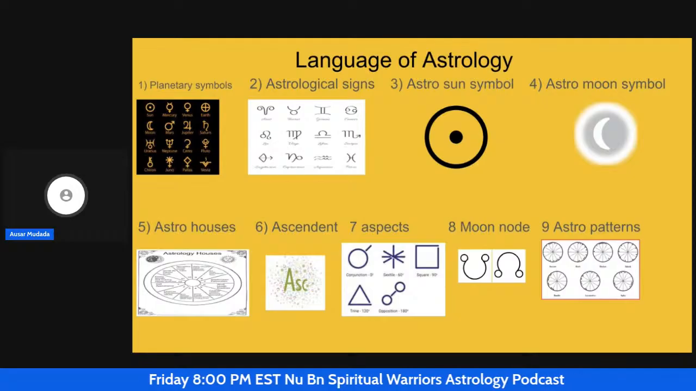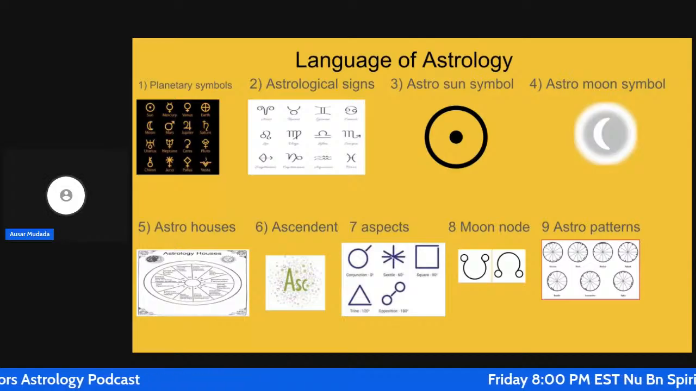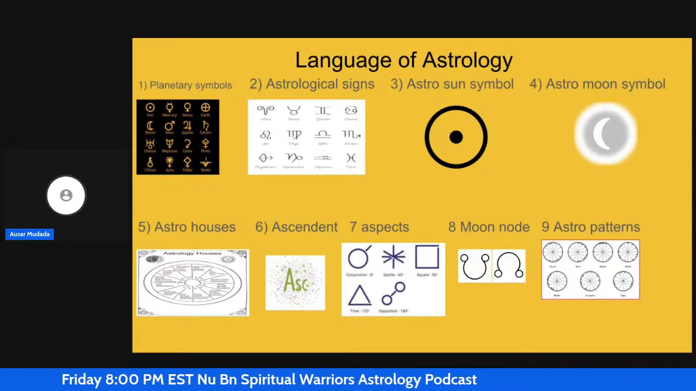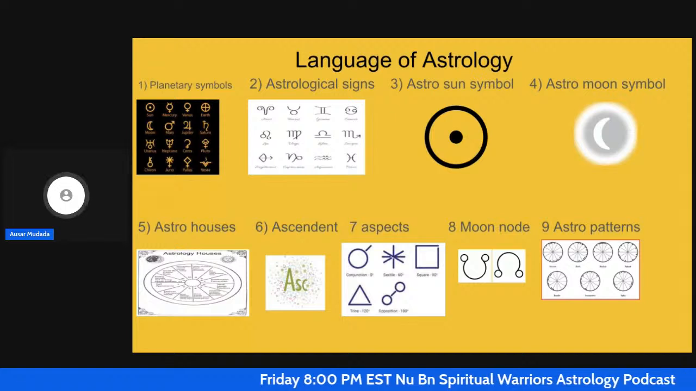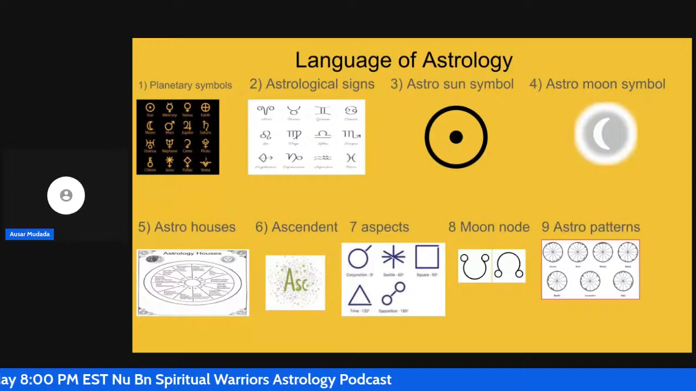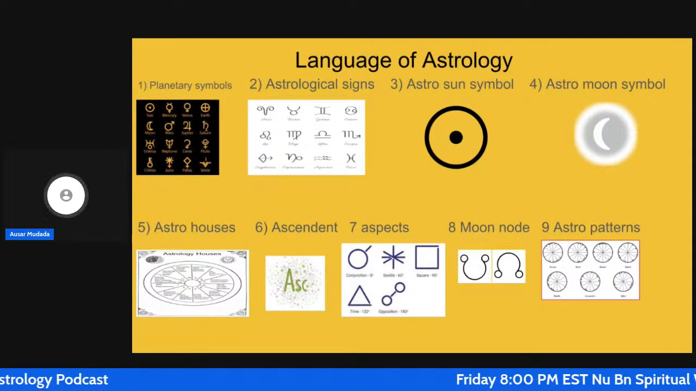To learn the language of astrology, it's very important that you practice and know the planetary symbols, the astrological signs, the astro sun symbol, the astro moon symbol. What do these symbols mean? What information do they convey? Also, the astrological houses, the ascendant, the aspects, the moon nodes, and the astro patterns.